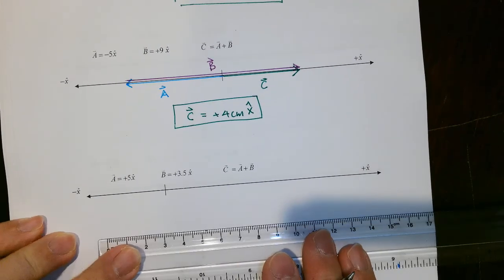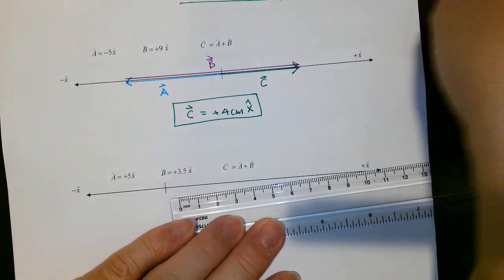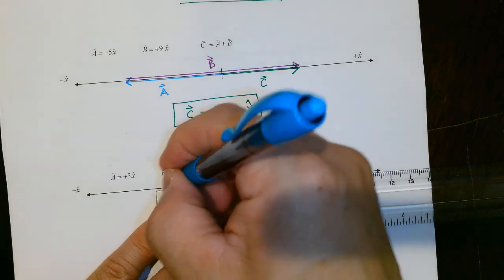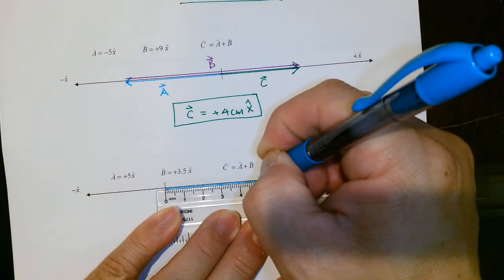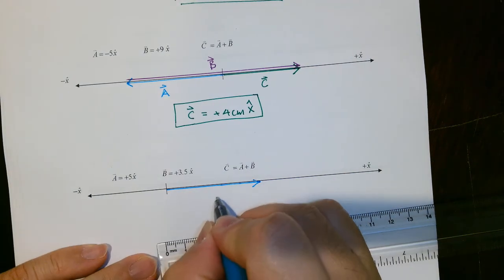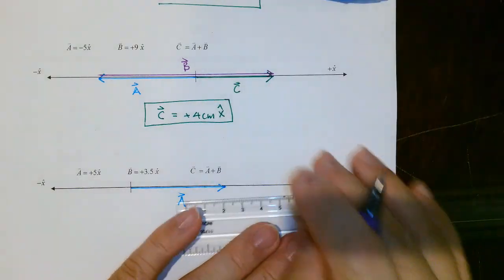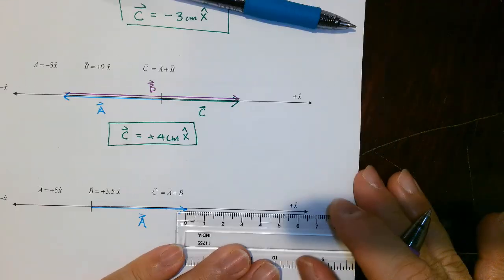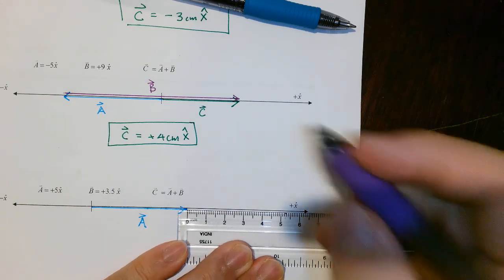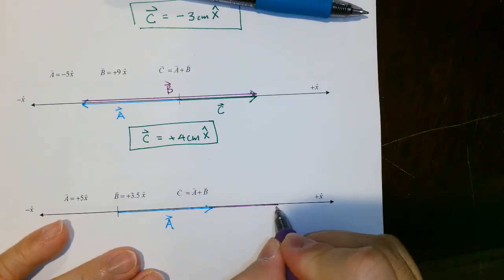And now let's take a look at another one. Here I have positive 5 centimeters x hat. So here's my x, and here's my A. Then boom. So here's my A vector. And I will add 3.5 centimeters on top of my A. So the tail of my B should be at the tip of my A, and I should go 3.5 in the positive x direction. So here's my B.